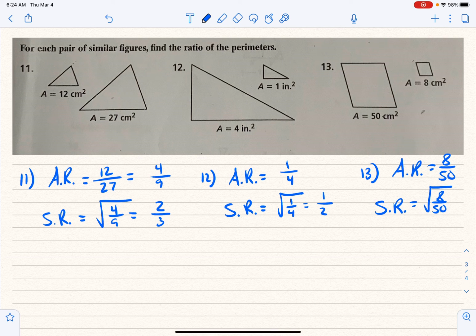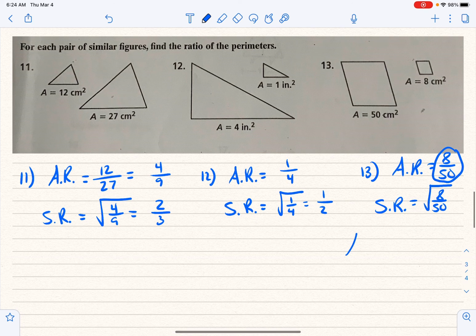But before I do that, I'm getting a little ahead of myself. 8 to 50, I don't know the square root of 8. I don't know the square root of 50. But if I look back up here, this reduces. And that reduces so that the area ratio is 4 over 25. So therefore, the similarity ratio is the square root of 4 over 25. Square root of 4 is 2. Square root of 25 is 5.